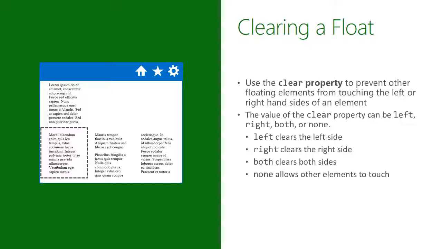Clearing a float. The clear property can be used to prevent other floating elements from touching the left or the right hand side of an element. The value of the clear property can be left, right, both, or none. So left clears the left side, right clears the right side, i.e. ensuring that no other content would touch the right hand side of the element, and both clears both sides. None allows other elements to touch.